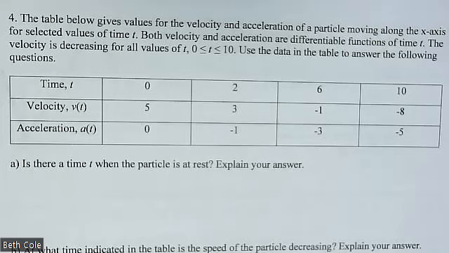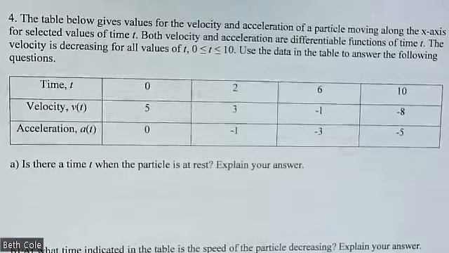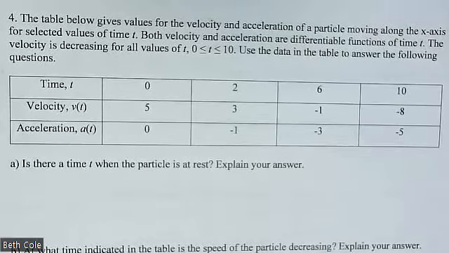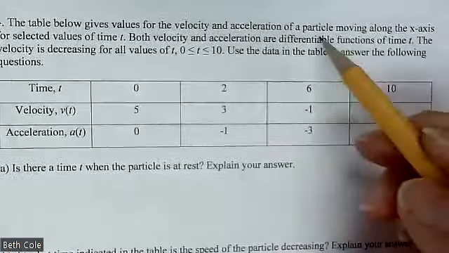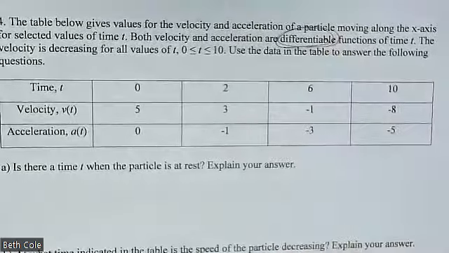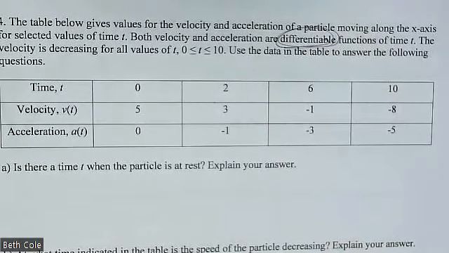So that would be like feet per second squared. Okay, so it's a rate of change. So let's read what's going on here. Table below gives values for velocity and acceleration, particles moving. Remember, a particle can be anything with motion. It's not like a dust speck. It says velocity and acceleration are, that means they're also continuous. That's going to come up because we're going to write a justification here. So just as a heads up, all right?